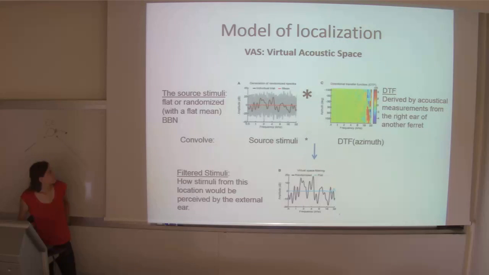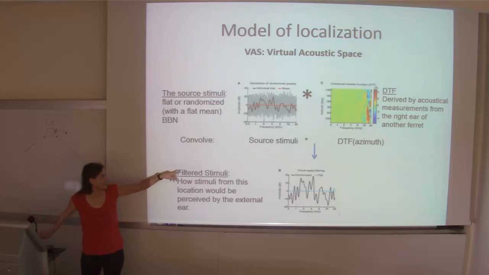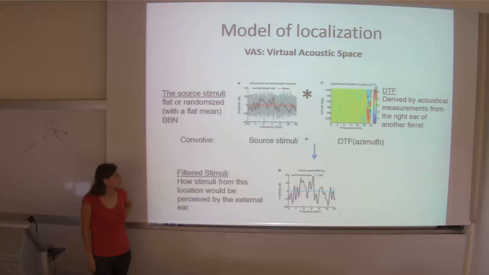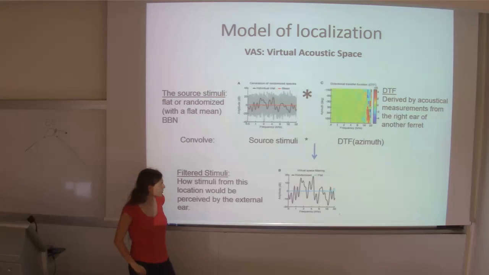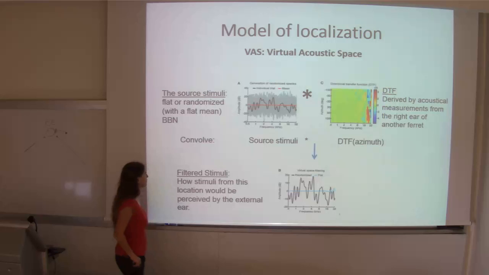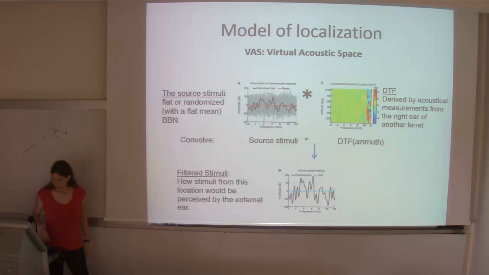So first of all, in order to represent the stimuli, they took the source stimuli and filtered it with the directional transfer function (DTF) for a certain azimuth. So they could measure the DTFs. They did it with some other ferrets from another experiment, and each time they could pick the azimuth they wanted. They filter the source stimuli, and then they get the filtered stimuli, which is how the stimuli from this location would sound to the ear.